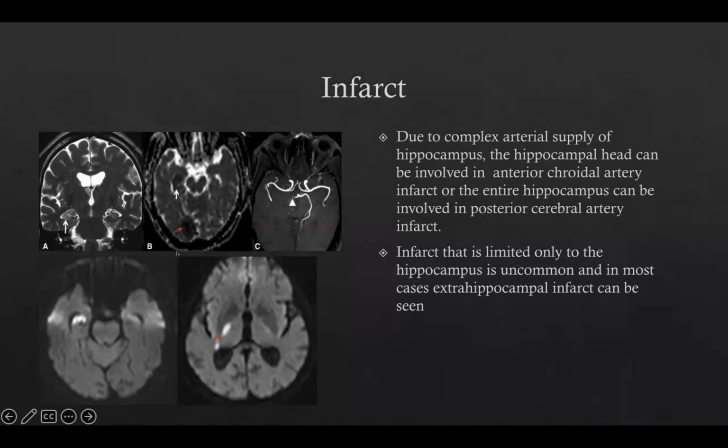Whereas at the bottom row image, you see hyperintense signals on DWI at the posterior limb of internal capsules. So if you learn the anatomy, the posterior limb of internal capsule is supplied by the anterior choroidal artery. The anterior choroidal artery also supplies the head of the hippocampus. So you see similar changes on both the head of hippocampus and the posterior limb of internal capsules. So if you correlate it with the anatomical supply of the arteries, it's consistent with an anterior choroidal artery infarct.